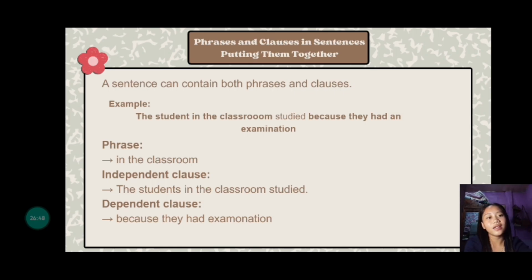Phrases and clauses in a sentence, putting them together. A sentence can contain both phrases and clauses. Example: the students in the classroom studied because they had an examination. The words in the classroom are a phrase, and the students in the classroom studied is an independent clause, while because they had an examination is a dependent clause. Here we can see that phrases and clauses don't have to operate separately. They can work together in one sentence.